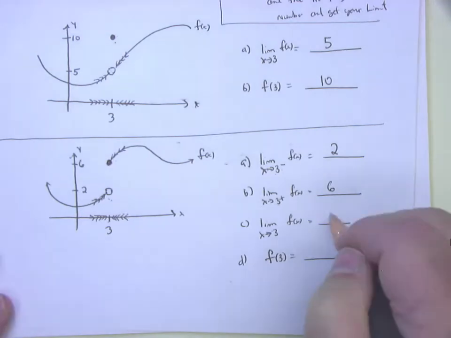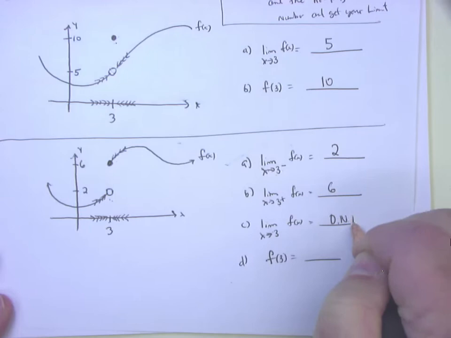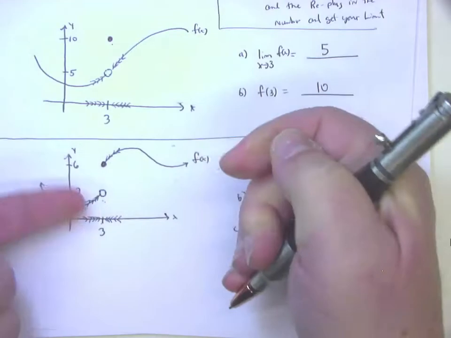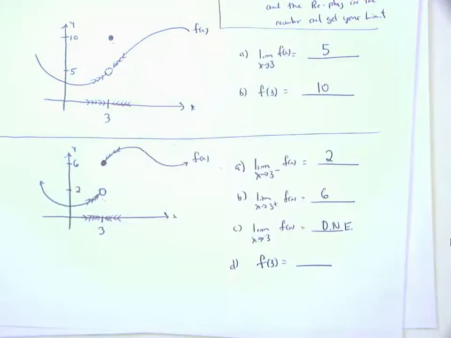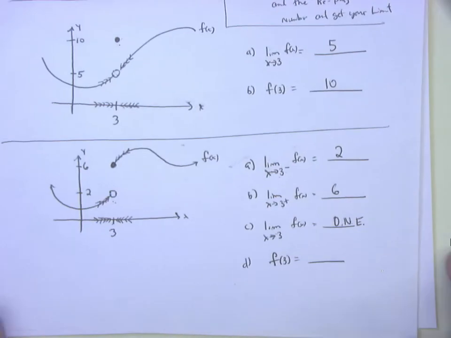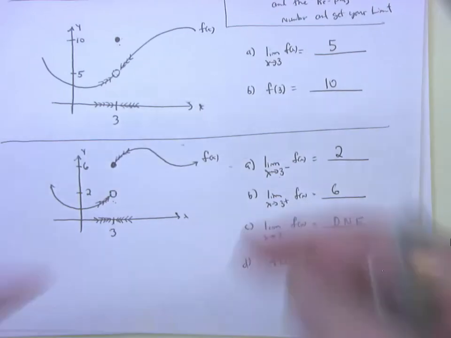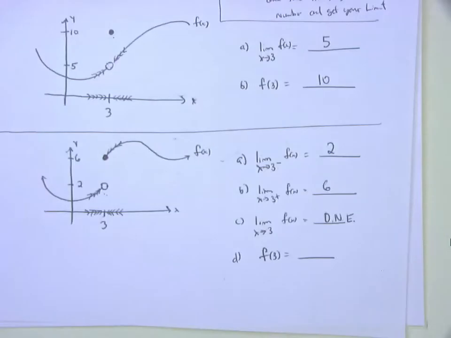Therefore, what is the limit as x approaches 3 of f of x? Does not exist. And the reason why it does not exist is because the limit from below, from the left, is going to 2, and the limit from the right is going to 6. It's not going to the same number. The only way a full limit exists is if it goes to the same number. This is, again, from the graphing perspective. This is the definition of limit, for the limit to exist.